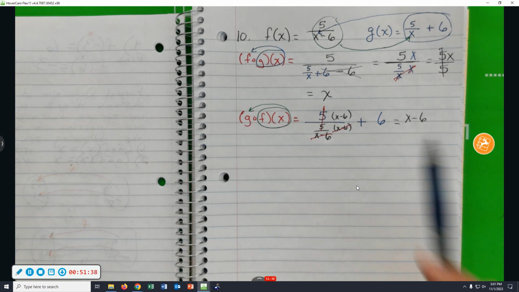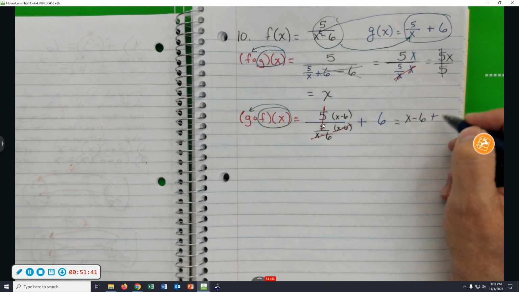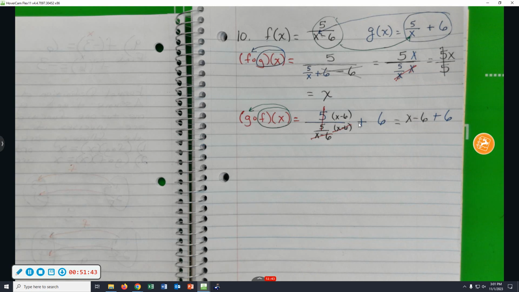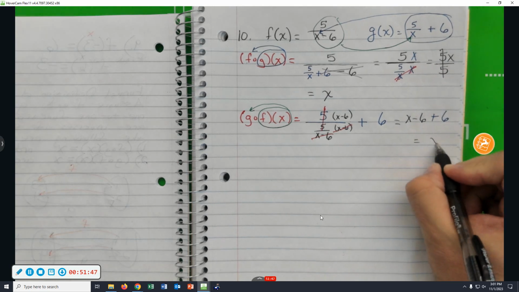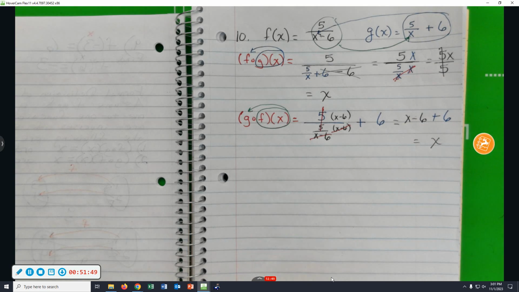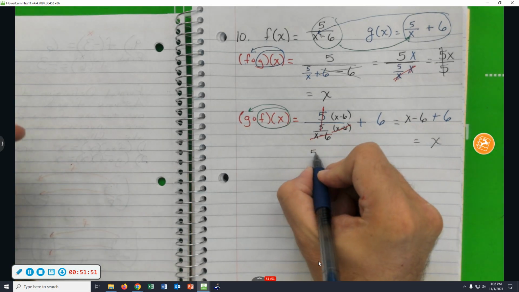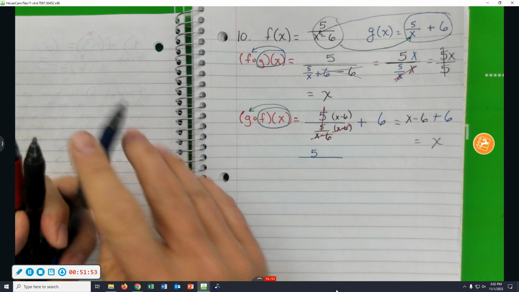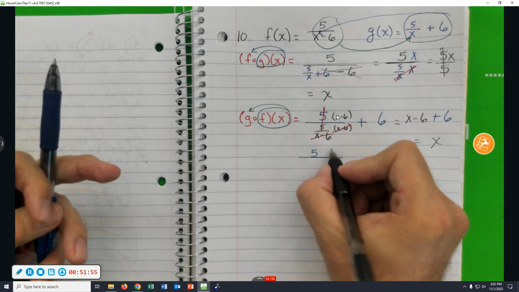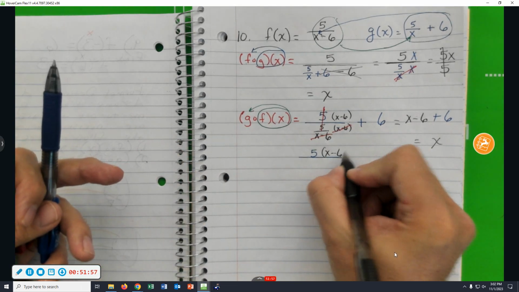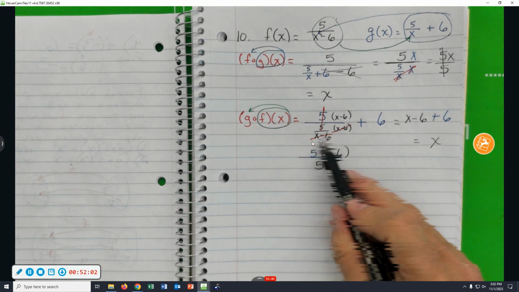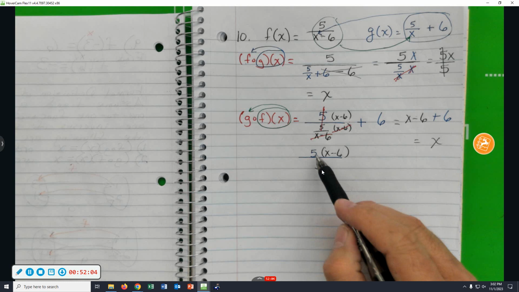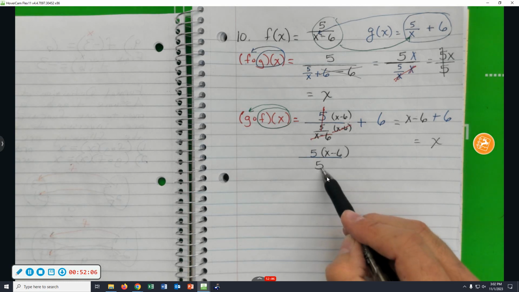Oh, okay. Plus 6. Did y'all follow the way he canceled the 5s? Once he canceled the x minus 6s, he had a 5 on top and a 5 on the bottom that he could cancel out. Okay, I'll write it like that. No, you got to have the parentheses, x minus 6. See, once I canceled the x minus 6 here and here, he had 5s left. He canceled the 5s.